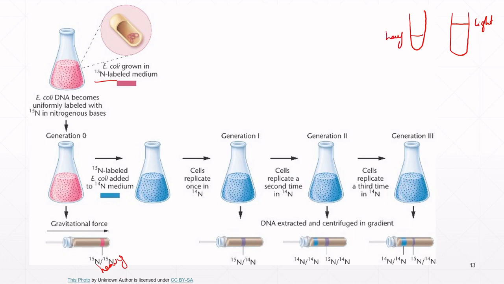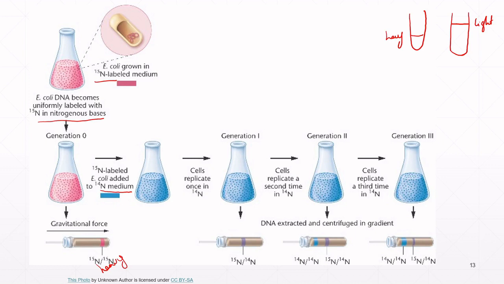Okay, so they took the E. coli cells and grew them in N15 containing medium for several generations, so that all the DNA will have the N15 isotope. And then they transferred or inoculated some of the cells into N14 medium. In the N14 medium, they grew these cells for one generation.